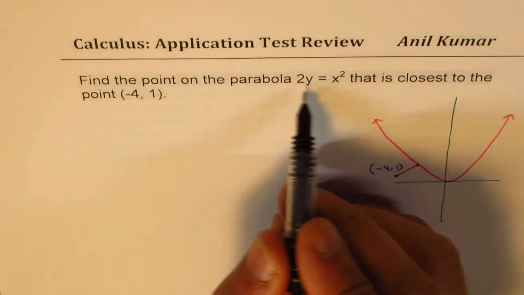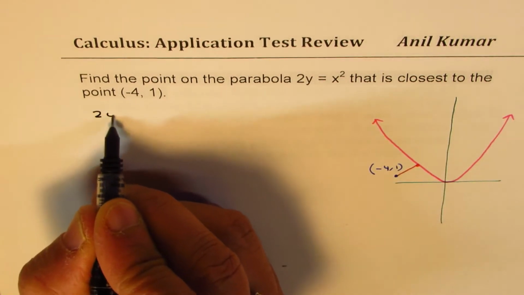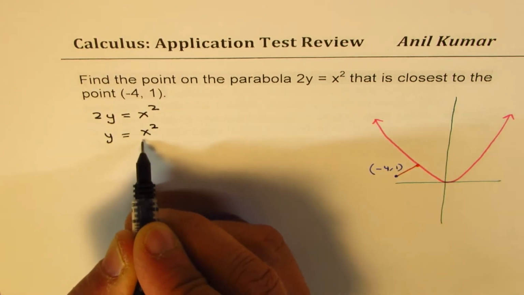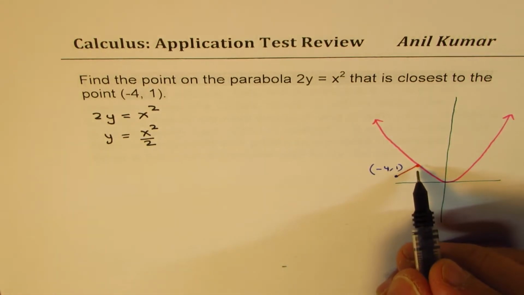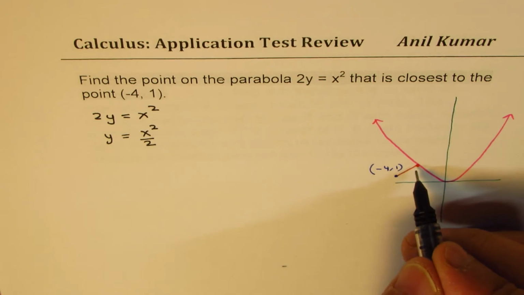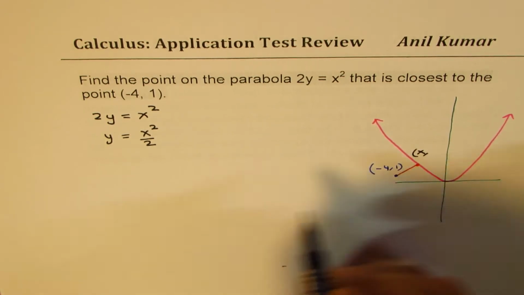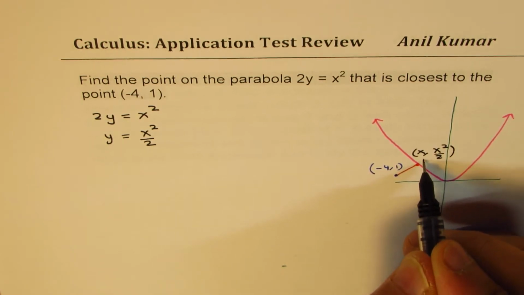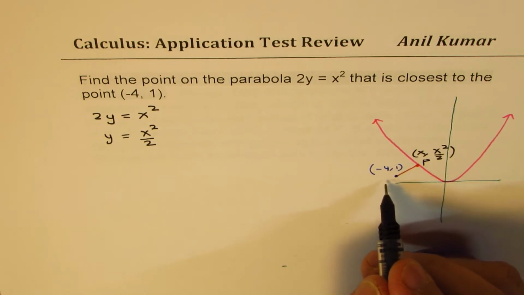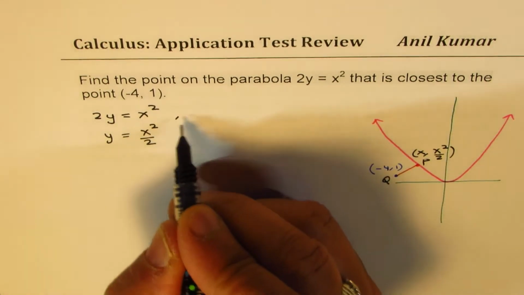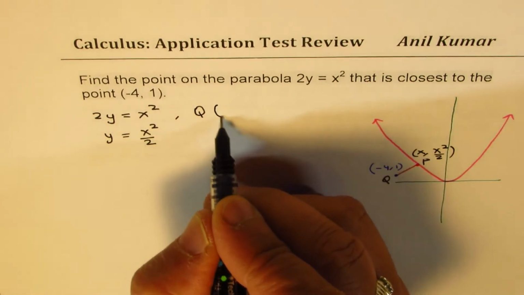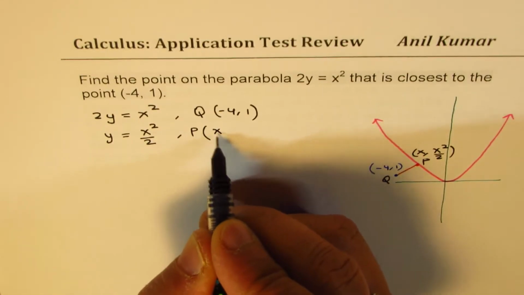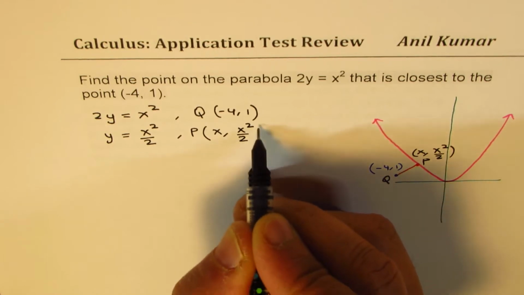Let me write down the equation of the parabola first. We are given the equation as 2y equals x squared, which could be written as y equals x squared over 2. So for any general point, we can say the x value is x, then the y value will be x squared over 2. Correct? So that becomes a general point. Let's call this point P and let this point be Q. So we are given point Q, which is minus 4, 1, and a general point P can be defined as x and x squared by 2.